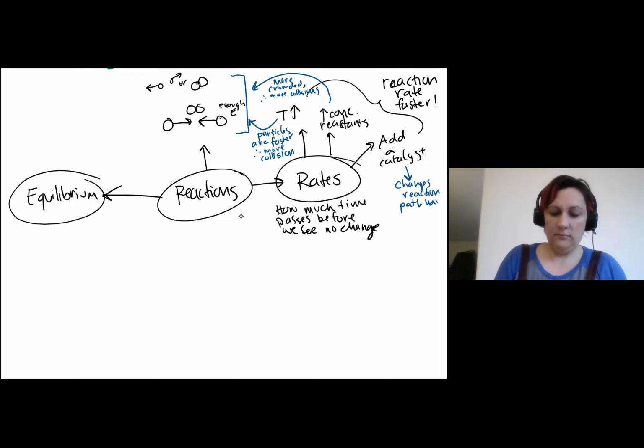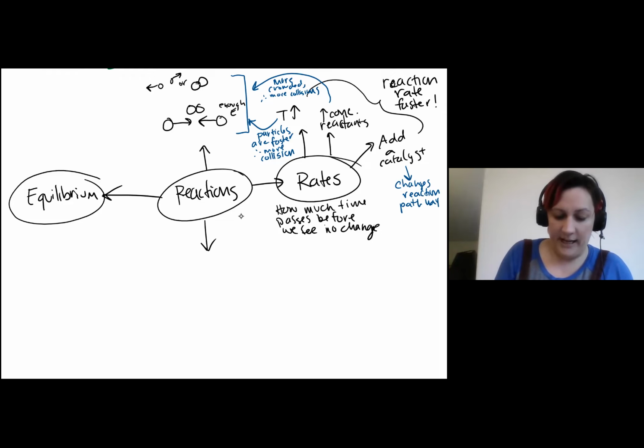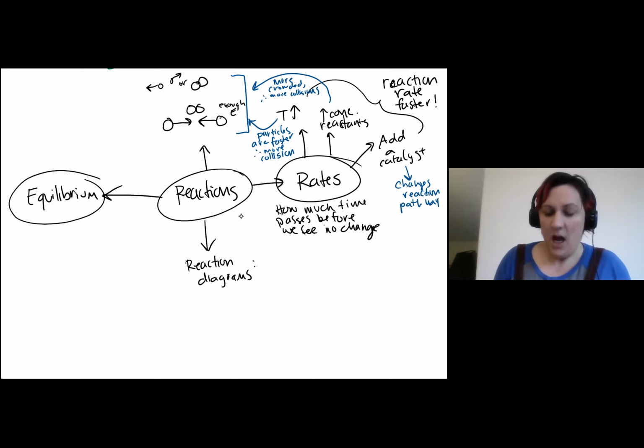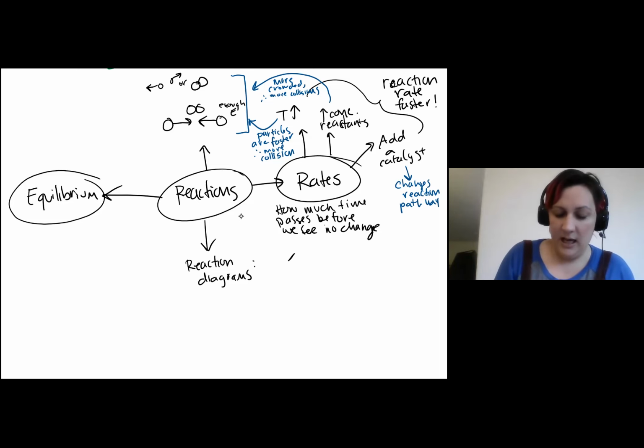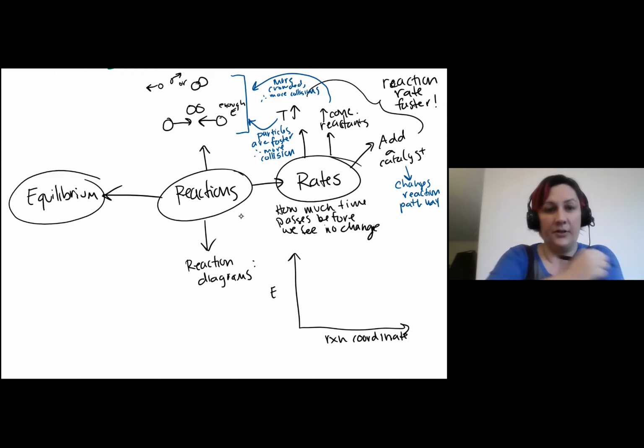We can characterize this process with reaction diagrams. A reaction diagram looks at what happens from reactants to products, and we put it on what we call a reaction coordinate, which is not the most helpful. You can kind of think of it as time, but it's not really. And then energy, which is really a measure of the potential energy of everything.